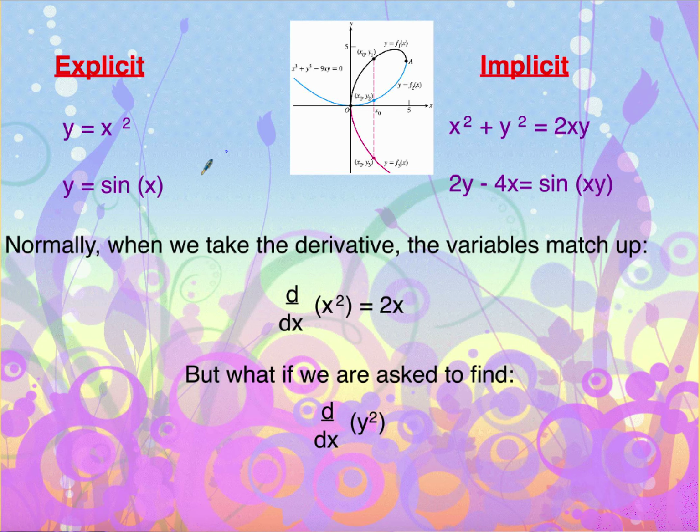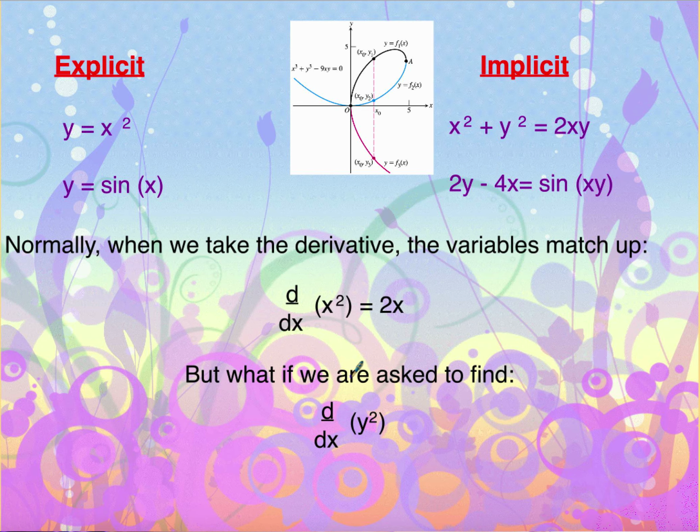But in order to take a derivative, we don't have to have explicit equations. Instead, now I'm going to show you how, if you have an implicit equation, you'll be able to calculate the derivative. It's not too bad. Normally when we take the derivative, the variables match up. I'm taking the derivative with respect to x. I've got x, so the derivative with respect to x is 2x.